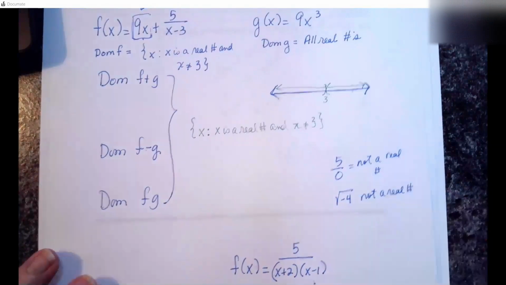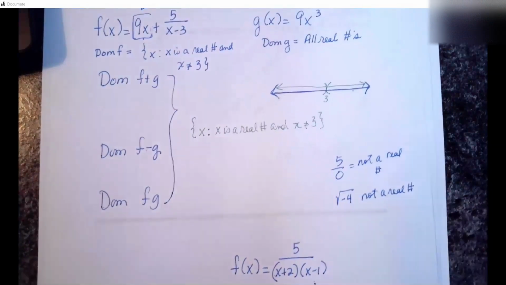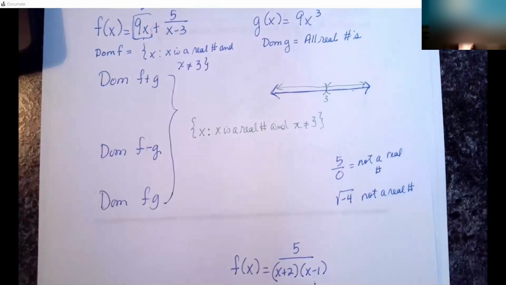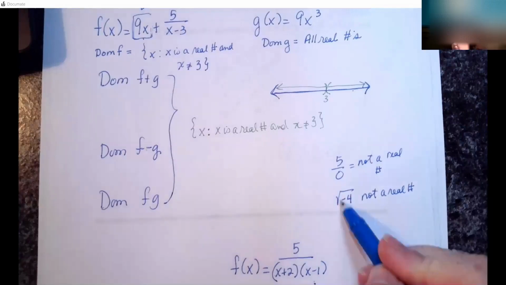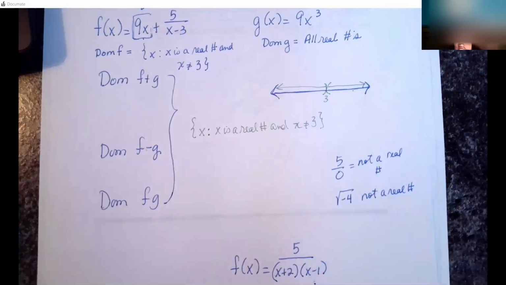Okay, that's an imaginary number, which we will talk about a bit later in the course. But right now, for it to be a real number, if you're taking the square root, it has to be at least 0 underneath the radical.